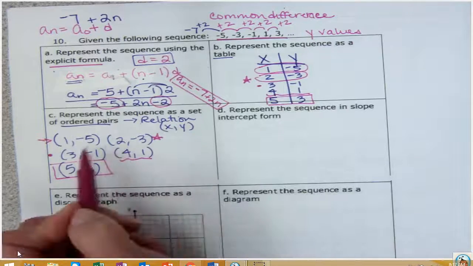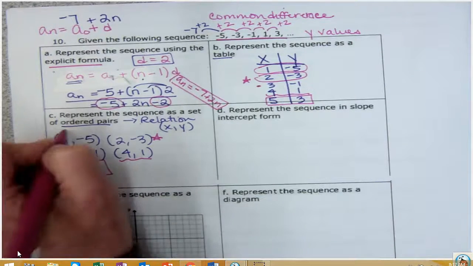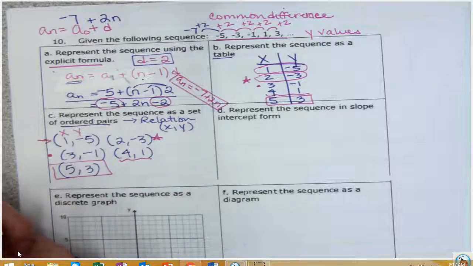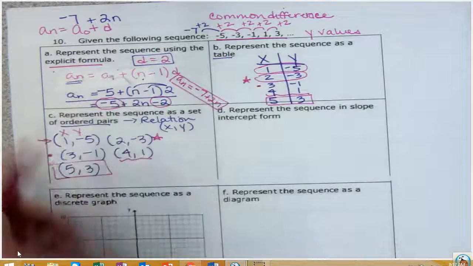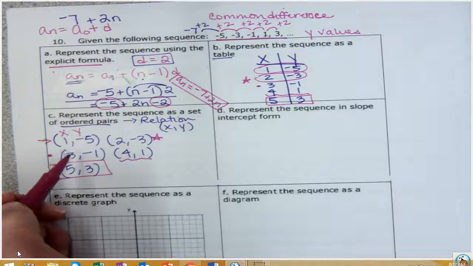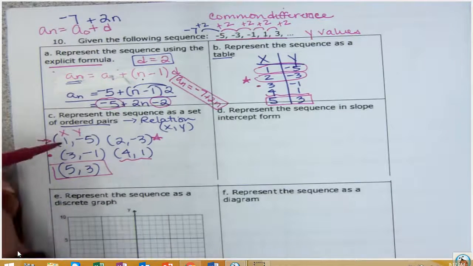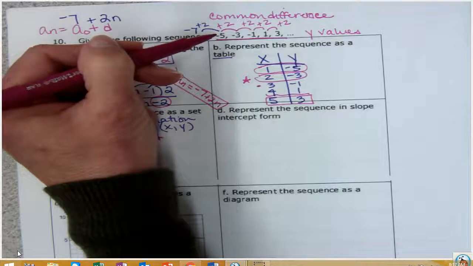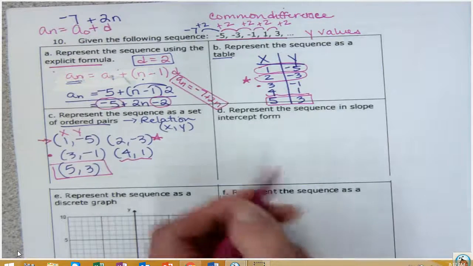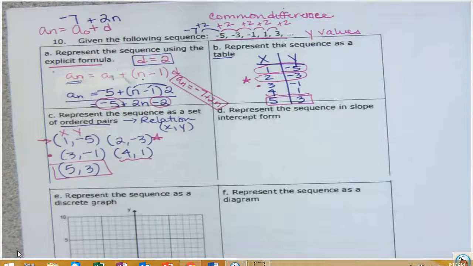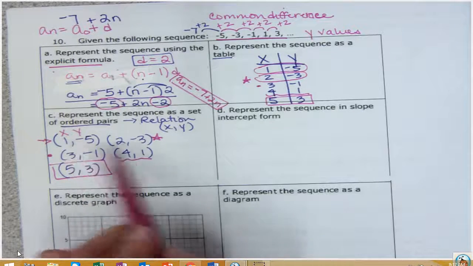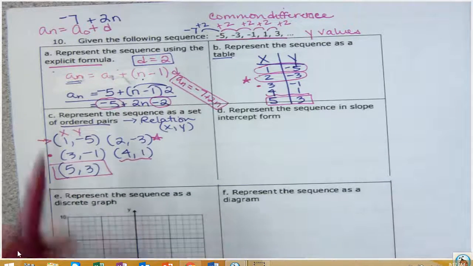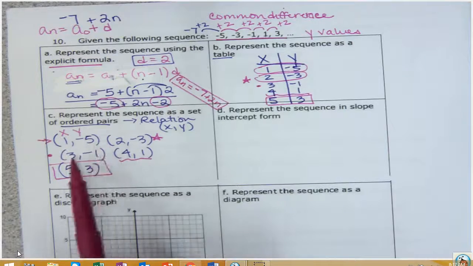So that's where I'm getting those. I'm just putting them in ordered pair form where this is my X, this is my Y. You've already done it in your table, but this is how you put it in ordered form. You've got to use your X's as 1, 2, 3, 4, 5. They don't tell you that up here. They're just giving you your Y values in an arithmetic sequence typically, and you start with 1, 2, 3. That's the arithmetic sequence part: your first term, second term, third term, fourth term, fifth term.